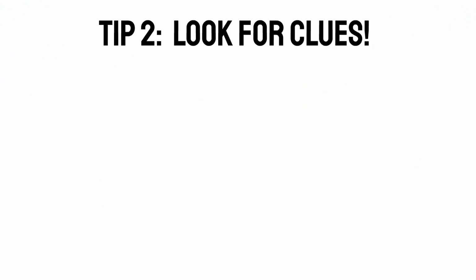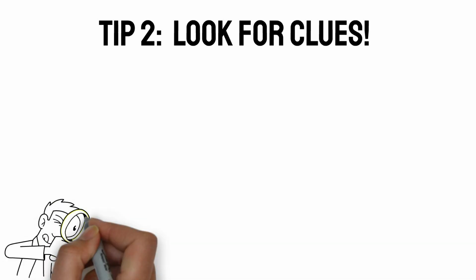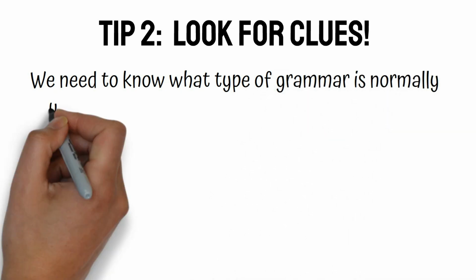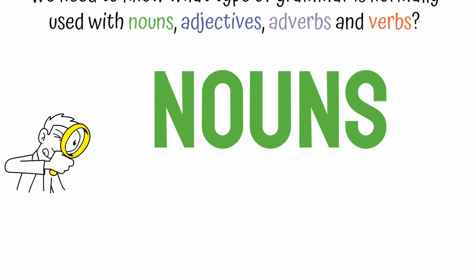Tip 2. Look for clues. This is actually easier than it sounds. We need to know what type of grammar is normally used with nouns, adjectives, adverbs and verbs. First, let's take a look at nouns. We can use nouns after articles.